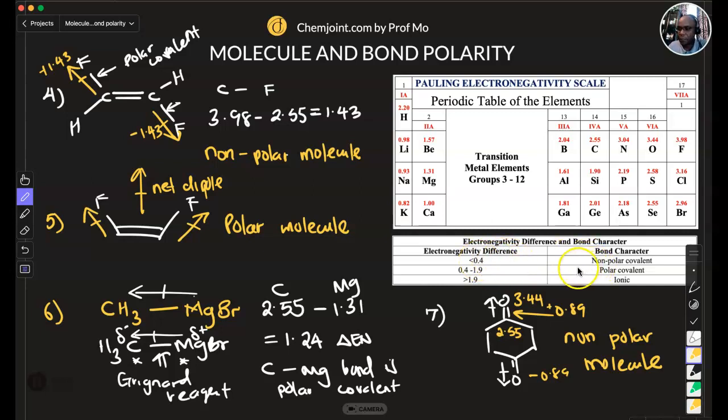So that's how you use the Pauling scale table and the criteria for judging the polarity of a bond, whether it's non-polar covalent, polar covalent, or ionic, to determine if you have polar bonds, and then, using the shape of the molecule and dipole moments, to determine if the molecule is overall polar or not.